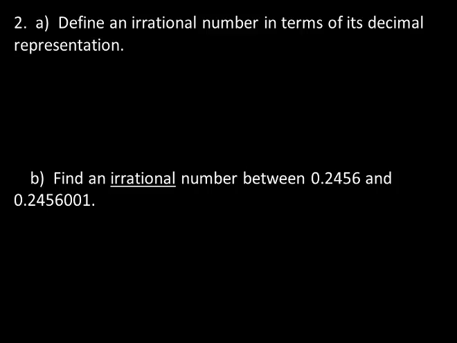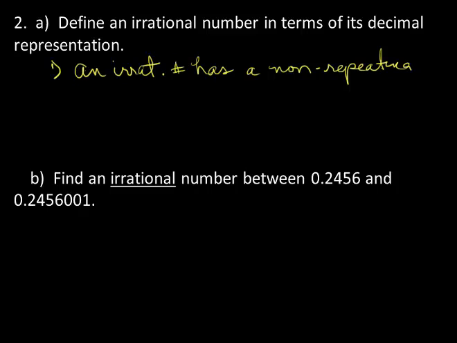In answer to the question, it just said in terms of its decimal representation, we would say, I'm going to call this 1 because there's really two definitions. An irrational number has a non-repeating decimal. I'll just put DEC. A non-repeating decimal. That's an irrational number.